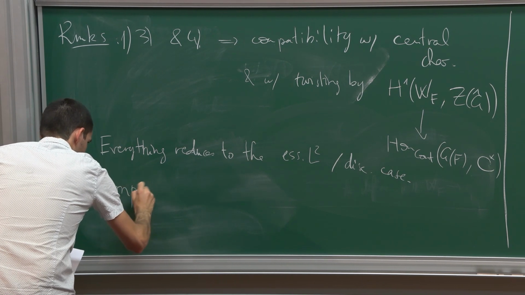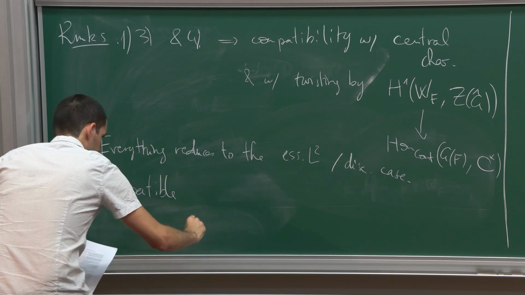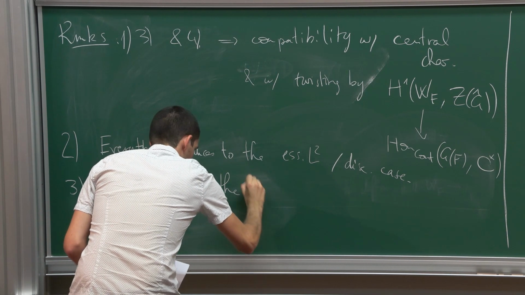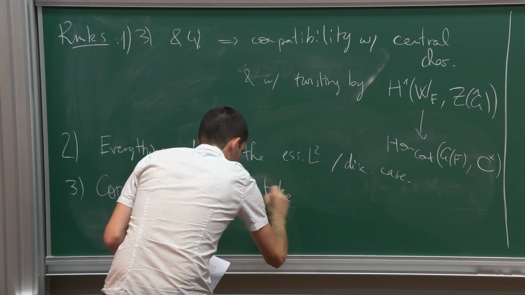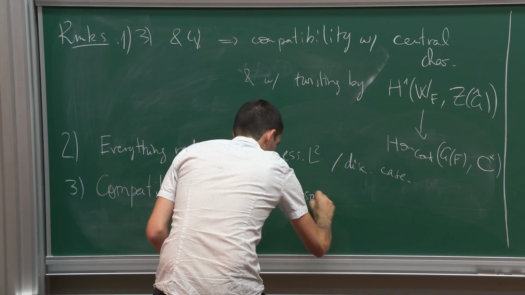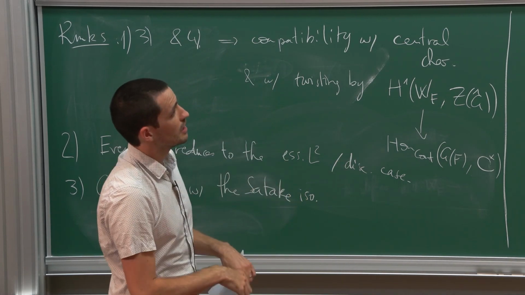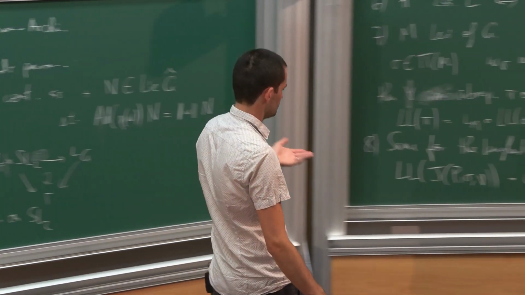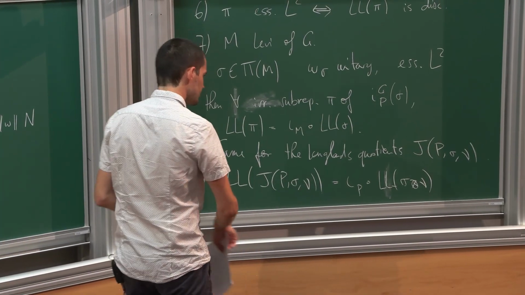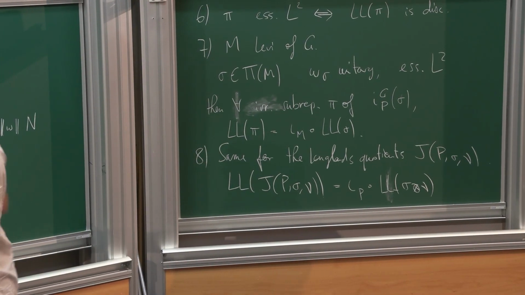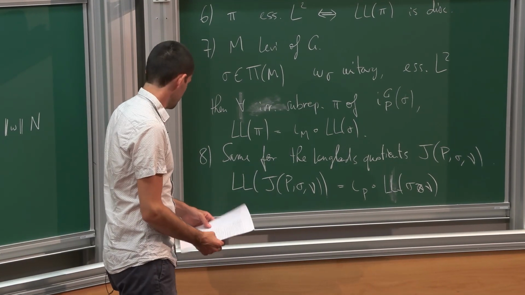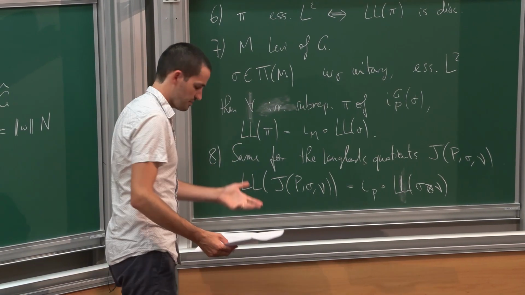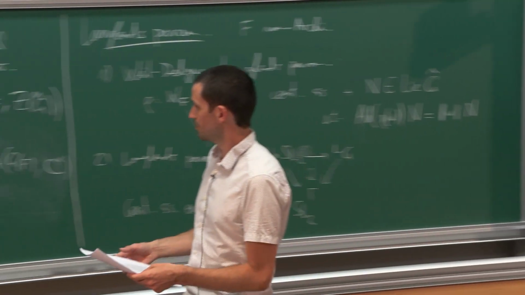In the unramified case, it's compatible with the Satake isomorphism. You could put it in the list of requirements, but it actually follows from 8, so it's not obvious. Well, the tempered case is easy, and the general case follows from 8, and it's a bit subtle, funnily enough.